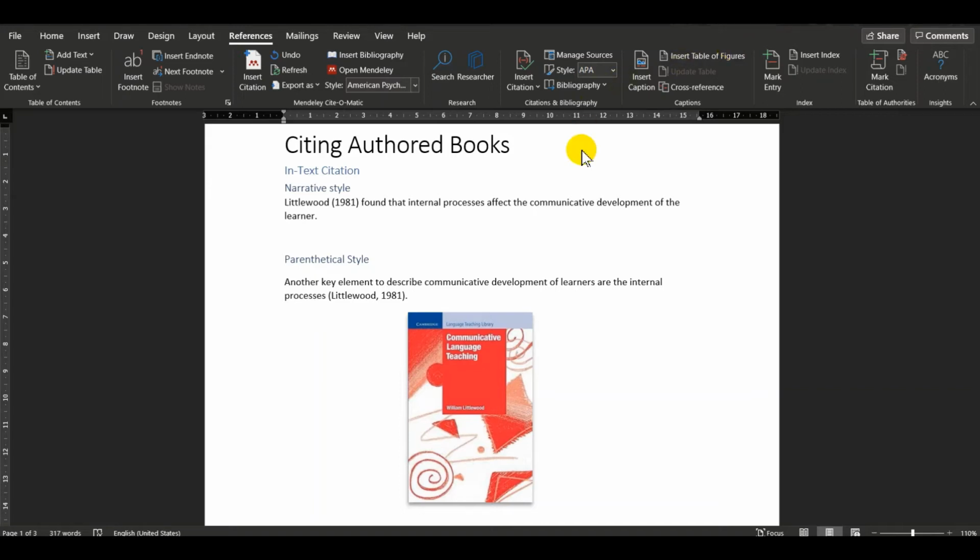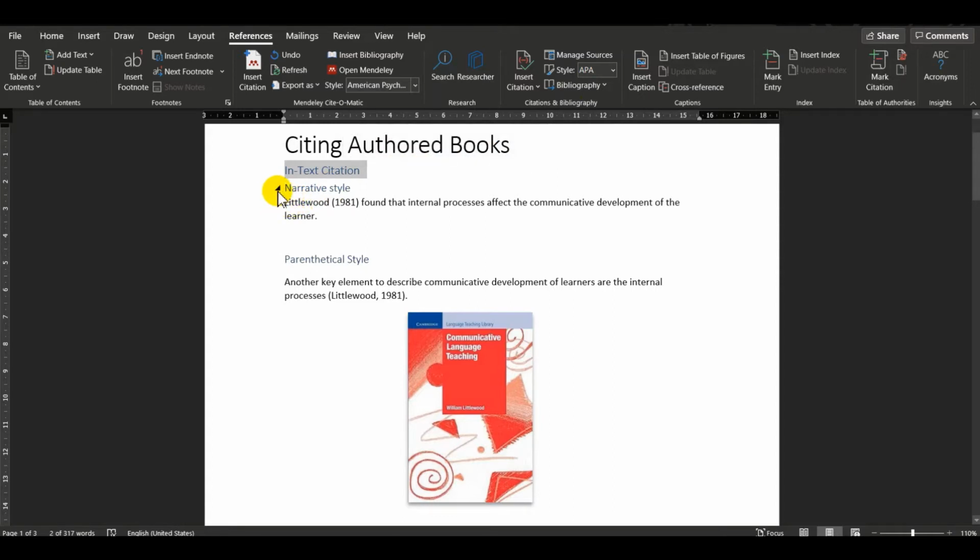Good evening, everyone. Let me explain how to cite author books correctly according to the APA 7th edition style using Mendeley Desktop. In-text citations, let's start talking about styles because we're going to use them throughout the whole video.